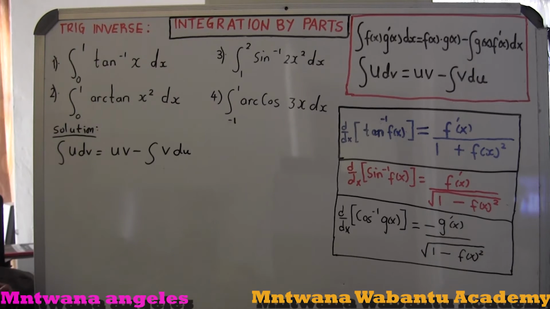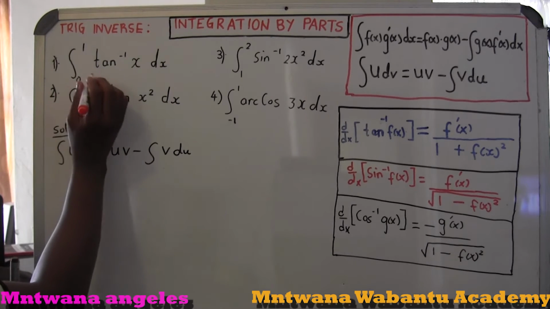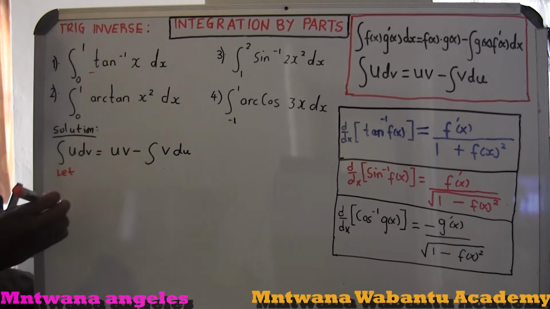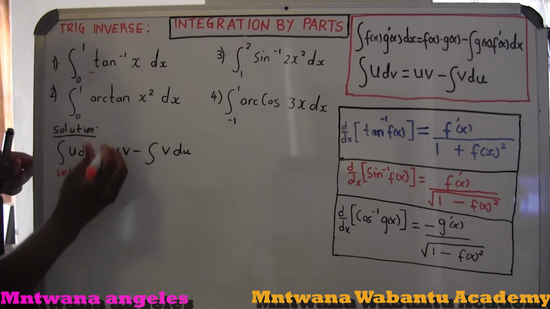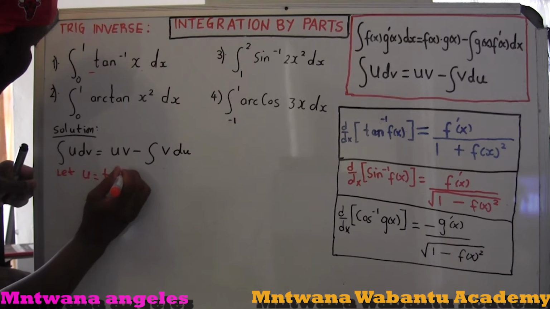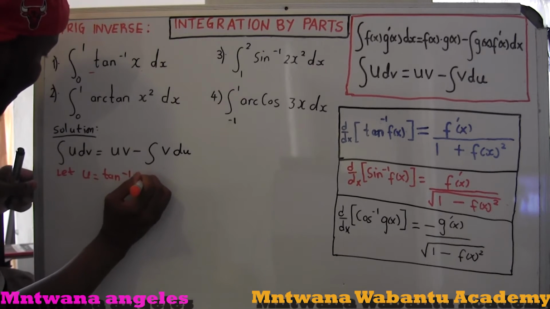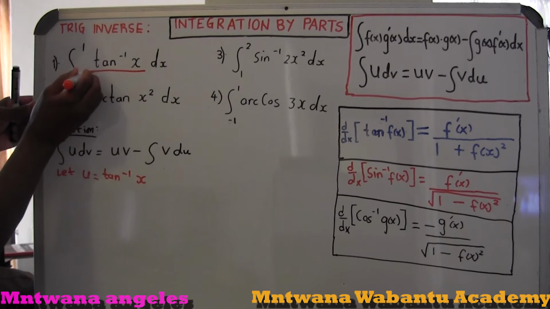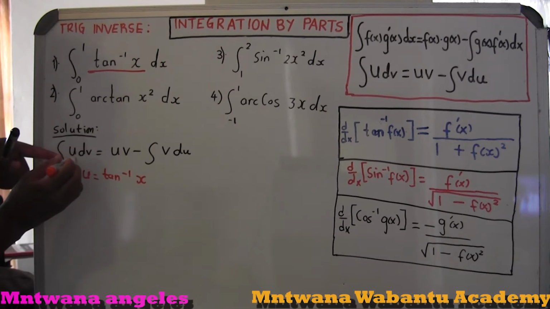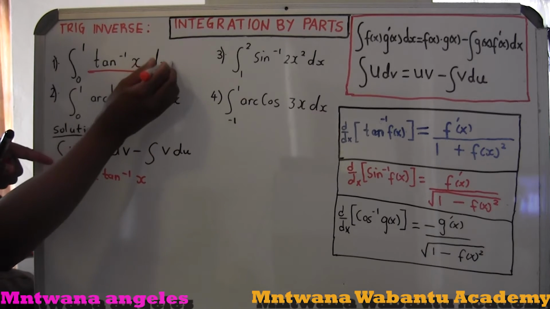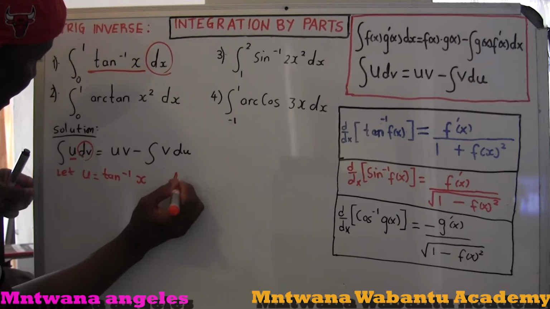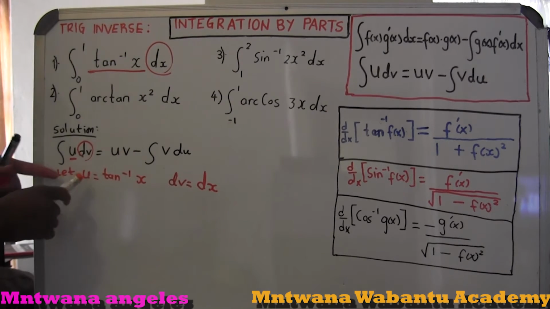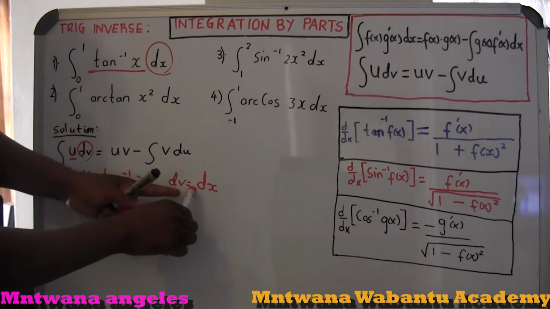So if it's trigonometric by parts, let u equal this term. Let u equal tan inverse of x for this case. So u equals this, which means dv equals the rest. So say dv equals dx. So what you do is differentiate this and then integrate this.